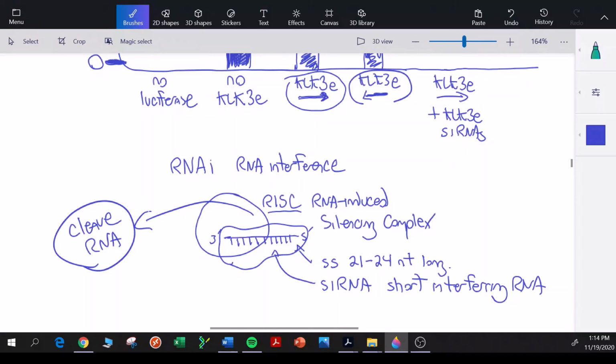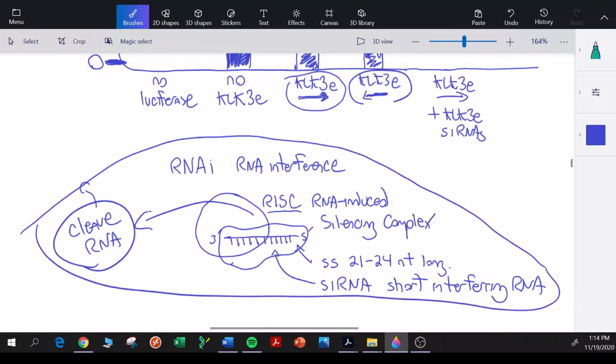And there are other processes by which, instead of cleaving the RNA, the RISC complex can just bind to it and prevent it from doing whatever it's supposed to do. So that's just a brief overview of what RNA interference does. And we'll talk more about that in an upcoming lecture.